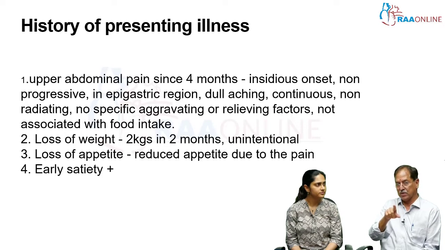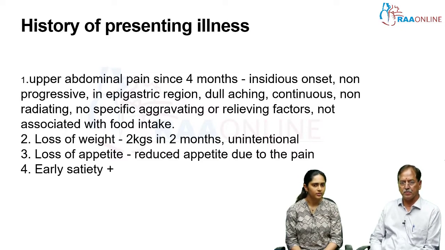Because if it is due to food pain, she would have avoided food. Yes, sir. Then in that case we'll think probably nutritional. Yes, she's scared to take food because it can aggravate pain. So it becomes intentional, right? So you have clearly said it is unintentional loss, right? Yes. Fine. Then loss of appetite is also present over the past 2 months, sir. She is unable to take food because of the pain. Okay. Right. And early satiety is also present, right?